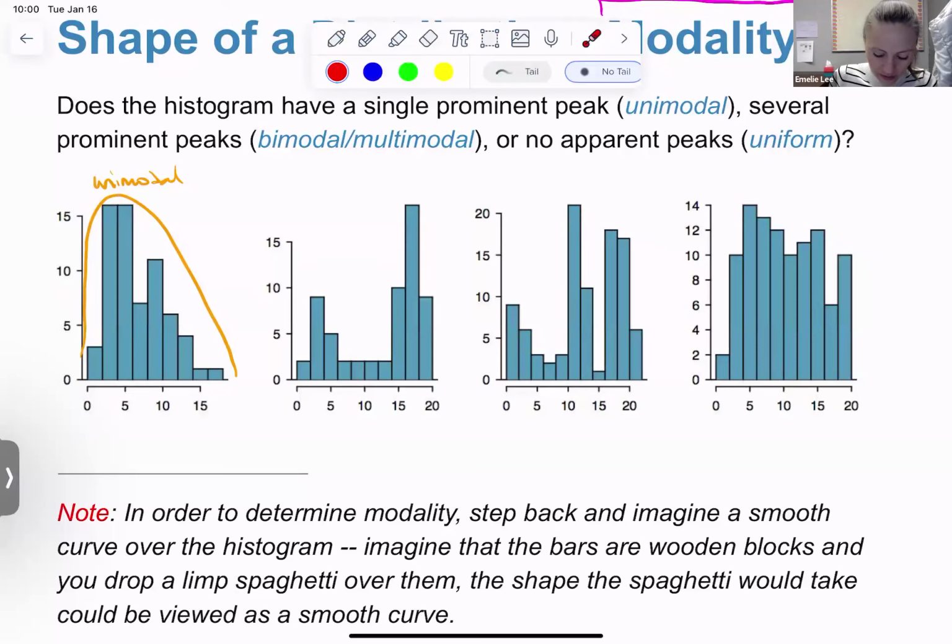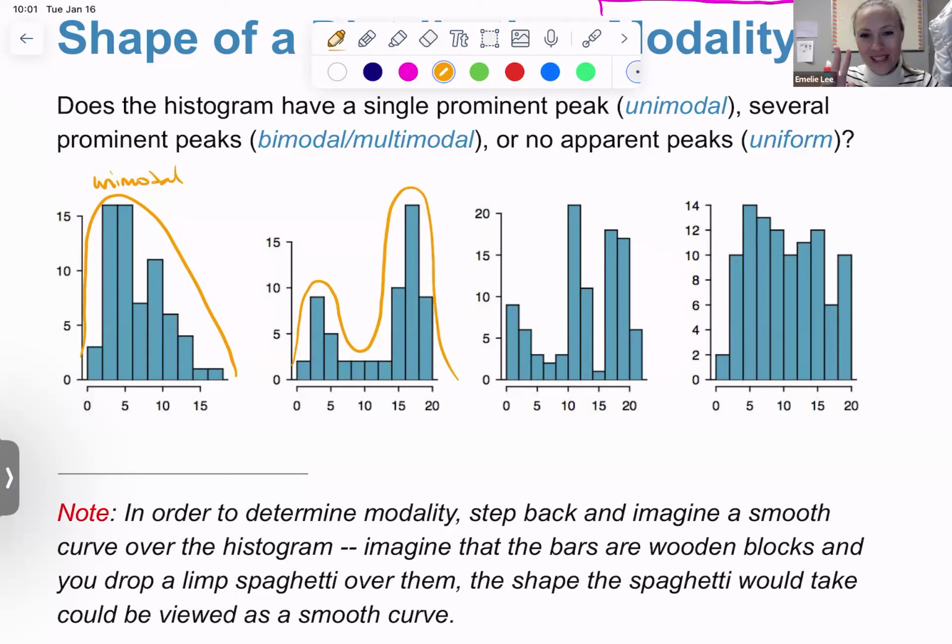You don't want to get caught up in trying to distinguish this as its own peak, because it's not, right? When you drop that limp spaghetti on top, it's just going to generally smooth out, right? Whereas this one here, I would argue that if I drop a limp spaghetti here, I get two peaks, right? Two modes. So here, this is what we would call bimodal.